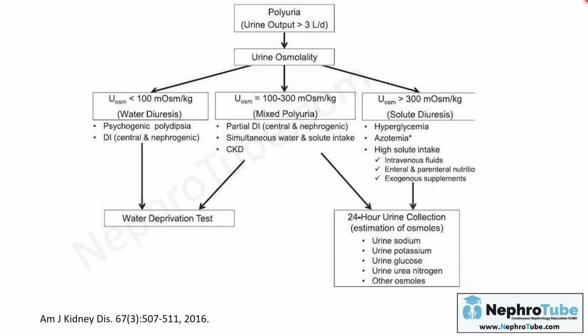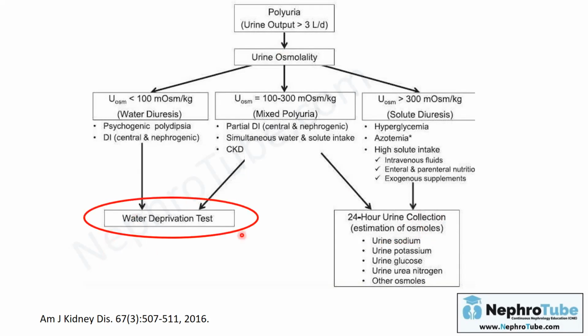And if the urine osmolarity is more than 300 or between 100 and 300, you have to collect urine osmoles to estimate what is called urine osmol excretion, which I will mention to you now how to use to diagnose. So as in this approach, you will see that if the urine osmolarity is between 100 and 300, you have to do both a water deprivation test and a 24-hour urine collection.